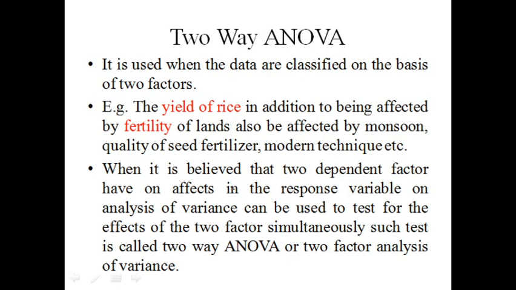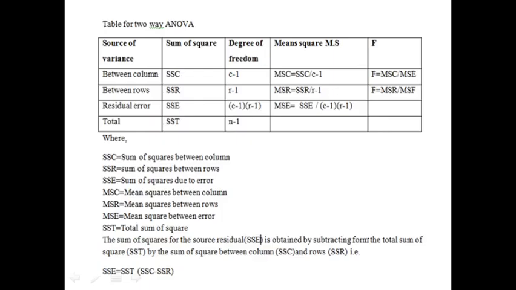Another way is two-way ANOVA, where two factors at a time are considered. For example, the yield of rice in a specific field can depend on fertility as well as the quality of seed and fertilizer. So in two-way ANOVA, two factors are considered.